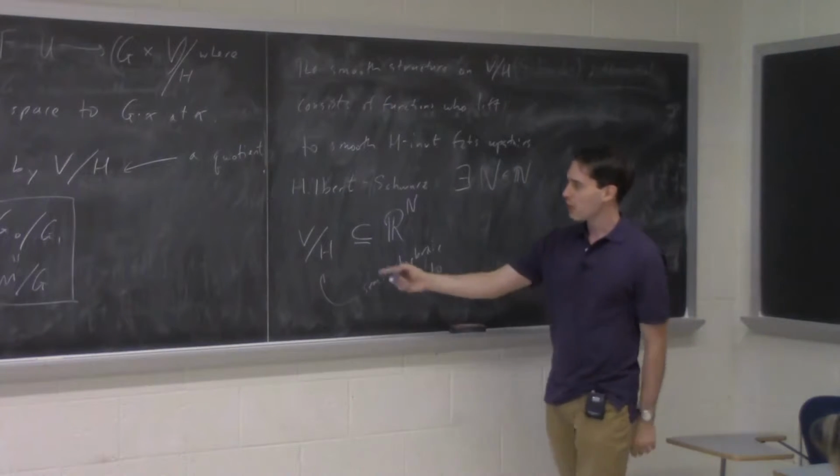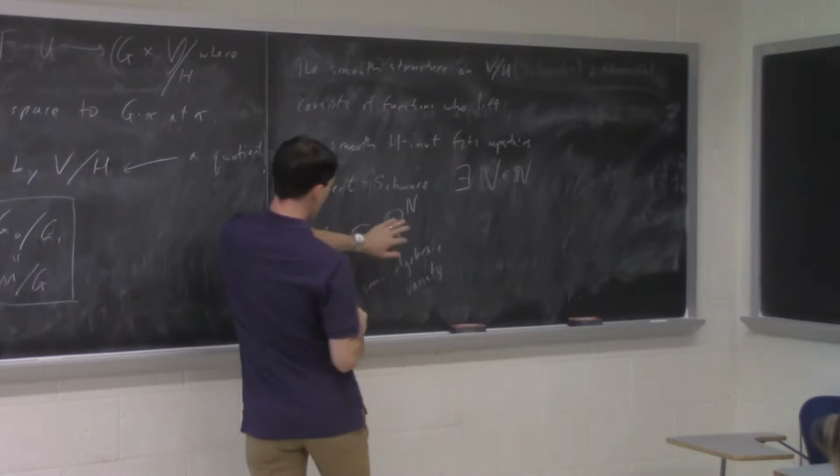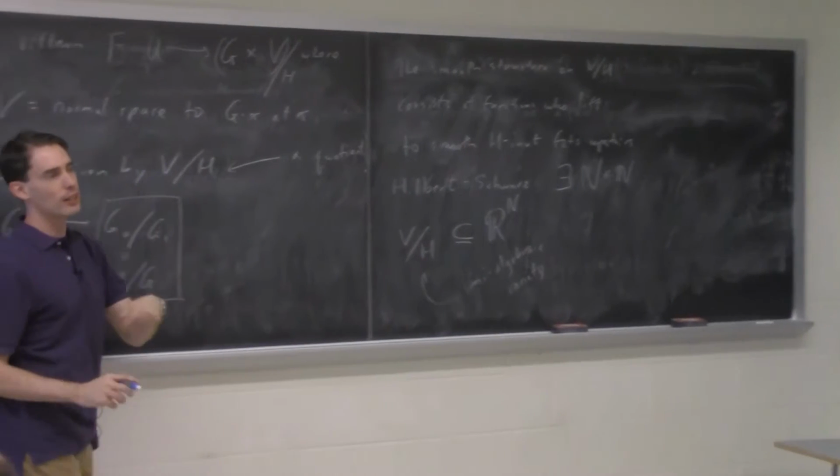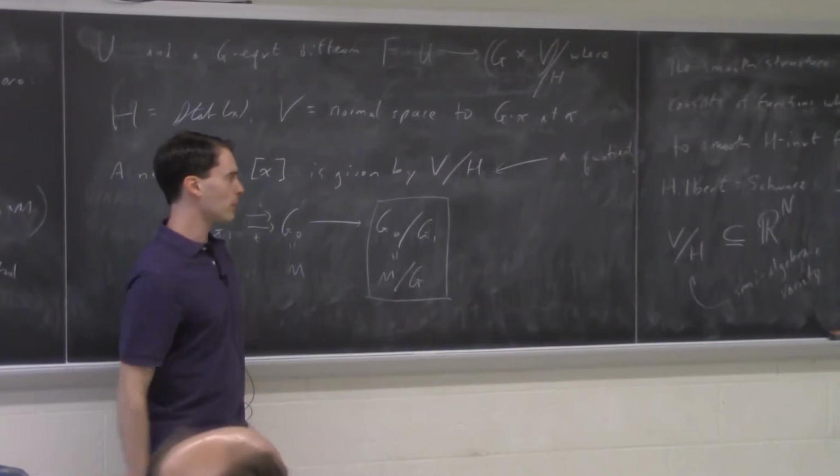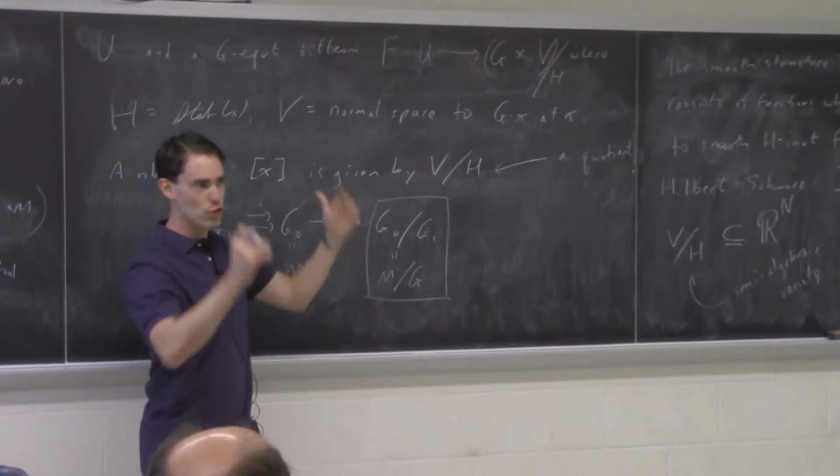Exactly. So it turns out, and this is where Schwartz came in, this sits inside here as a closed subset, so you can just restrict. You don't have to worry about those sheafy things that locally are restrictions, but yeah.